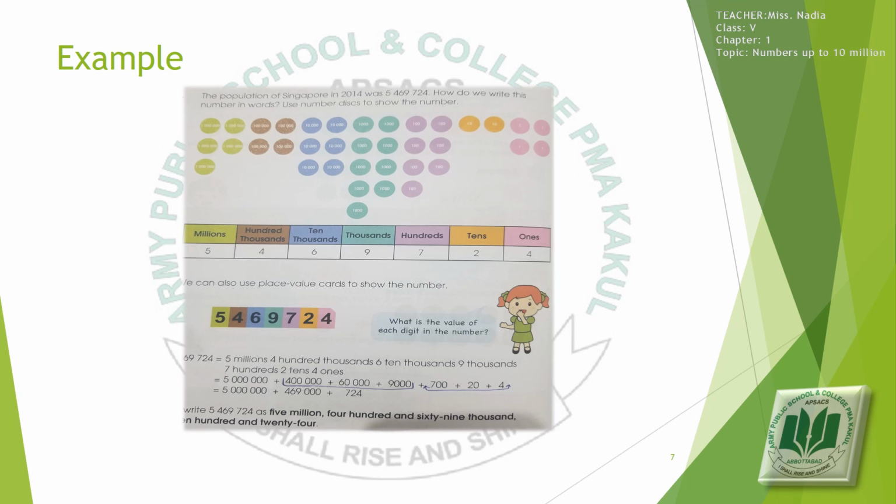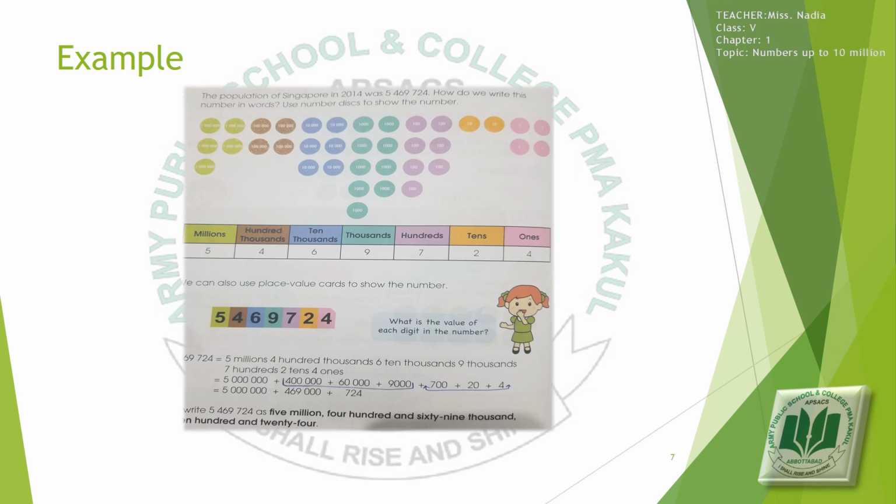That is, 4 discs are in ones place, so we will put the digit 4 in ones place. 2 in tens place, 7 in 100 place, 9 in 1000, 6 in 10,000, 4 in 100,000 and 5 in million place. We can also use place value cards to show the numbers, that is 5, 4, 6, 9, 7, 2, 4.